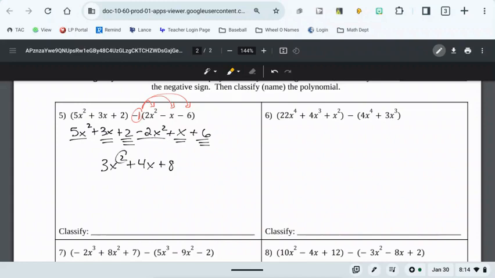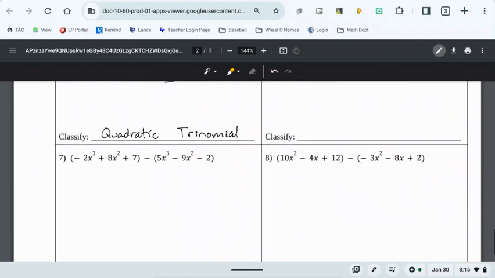So our degree is 2. Again, this is a quadratic. Degree of 2 is quadratic. Degree of 4 is quartic. And then we have 1, 2, 3 terms, which gives us a trinomial. And that's it.